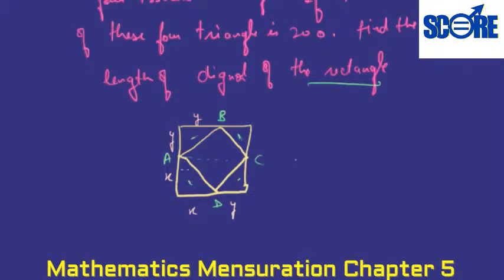This is x. We have assumed this is x, and we have assumed this is y. If this is x, and it is an isosceles triangle, then by default this also becomes x. Similarly, all the sides of the square become x plus y. We got the four isosceles triangles. All are right angle triangles. This is very important here: isosceles as well as right angle triangles.